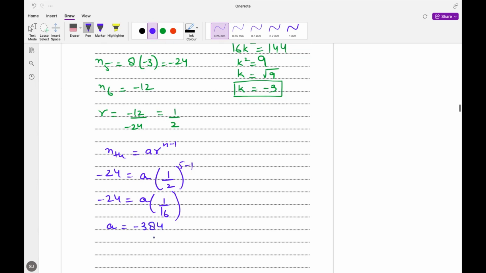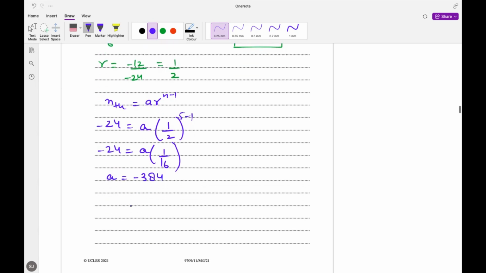Now we have the values of r and a. We can apply it now to the formula for sum to infinity. So we'll write it as sum to infinity equals -384 divided by 1 minus r. So this will become 1 minus 1 upon 2. -384 divided by 1 minus 1 upon 2, which is 1 upon 2. So this will be -384 divided by 0.5, which will be equal to -768, which will be the sum to infinity of the progression.